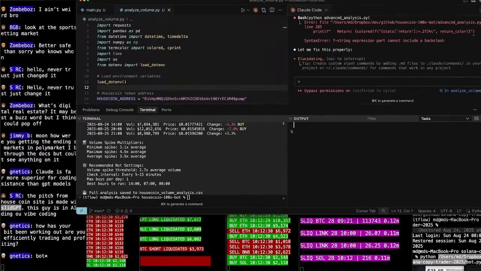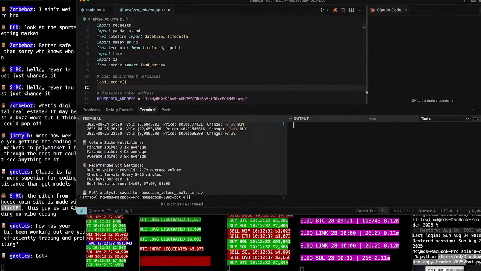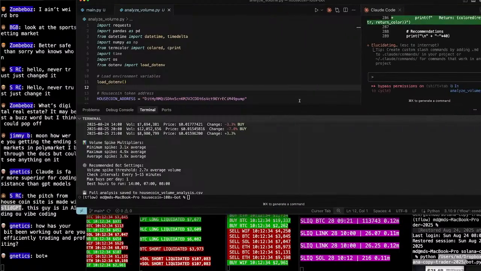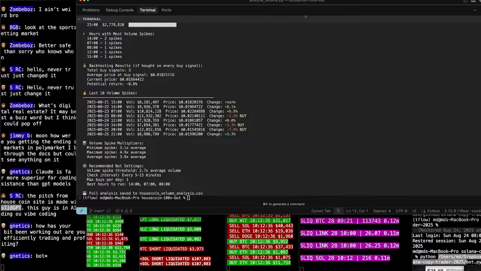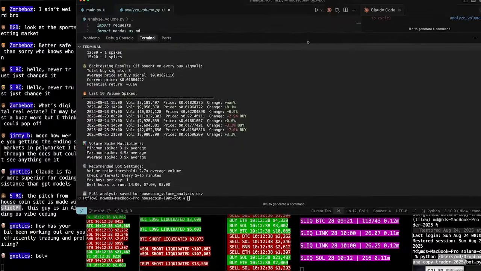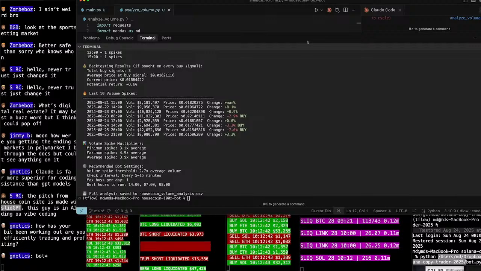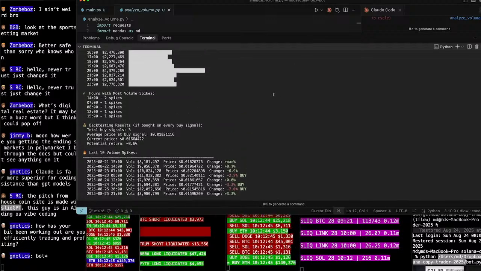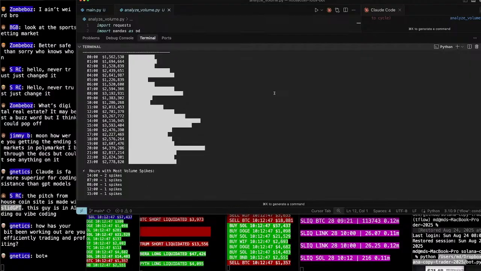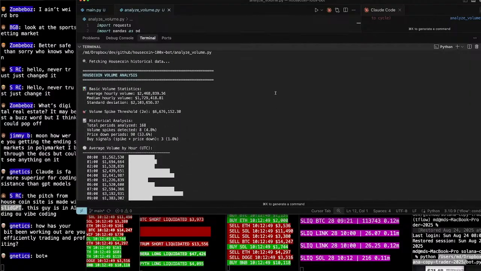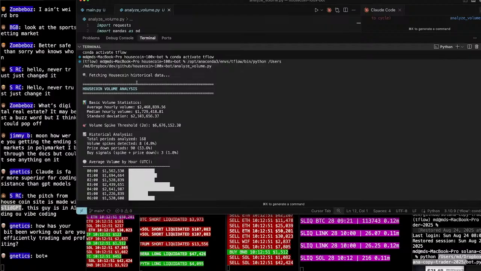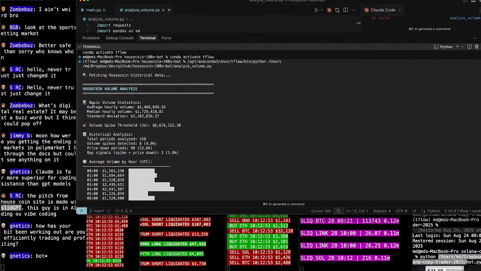Okay, let's go ahead here and see this. So this is our first analysis. I'm just trying to conceptualize the exact DCA I want to build. Obviously, you can use Jupyter to DCA. Okay, that's cute, but I want to do something that's better. It's more profitable. Housecoin volume and analysis, okay. Basic volume statistics here.